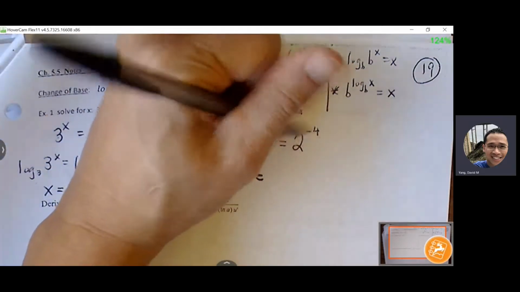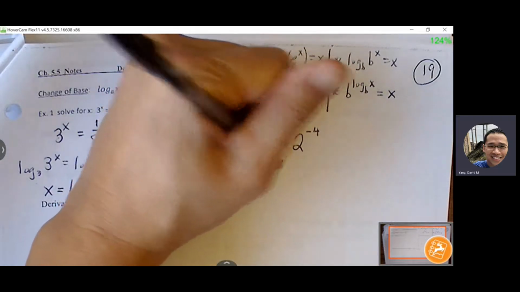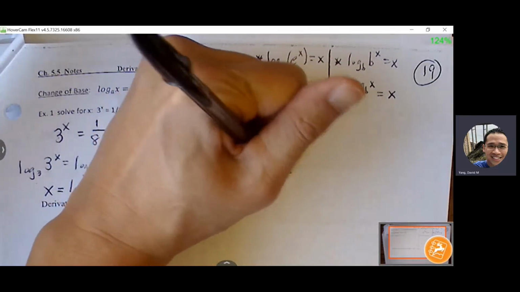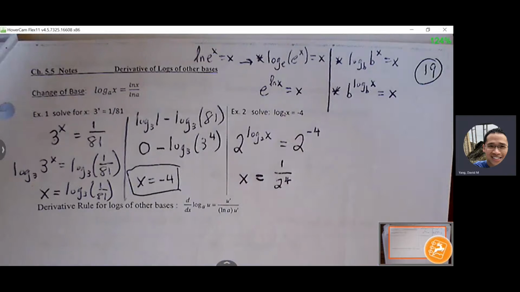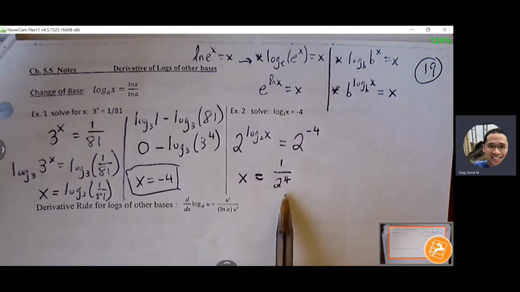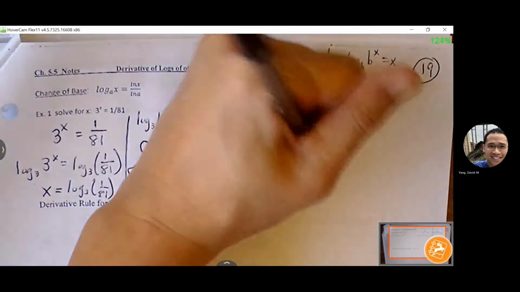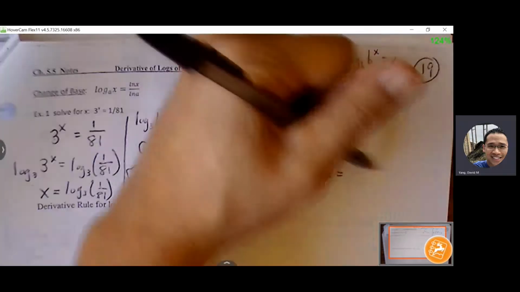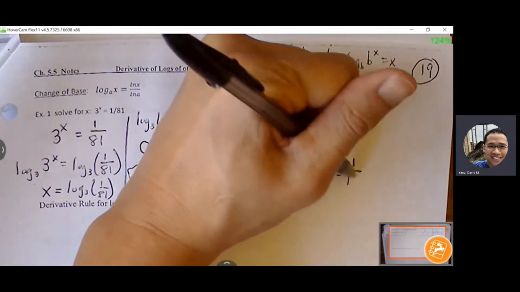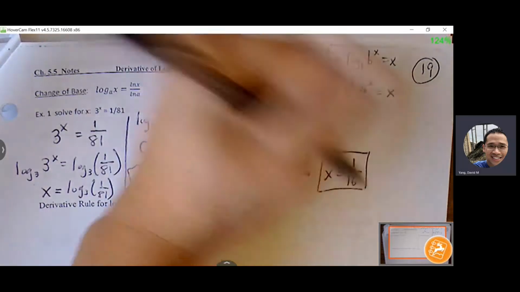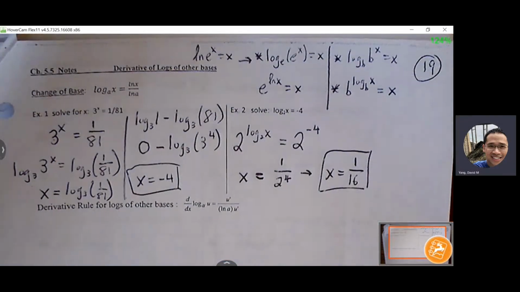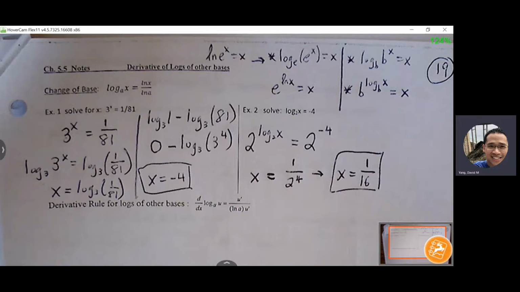Okay. Let me do a little bit of cleanup. I like to work in terms of positive exponents, so I'm going to push that exponent down to the denominator. What's 2 to the 4th now? 1 over 16. Okay, questions?